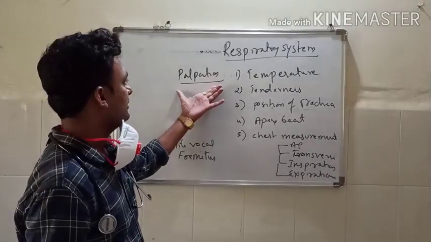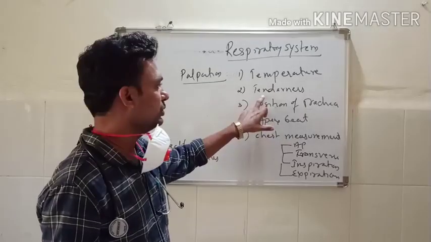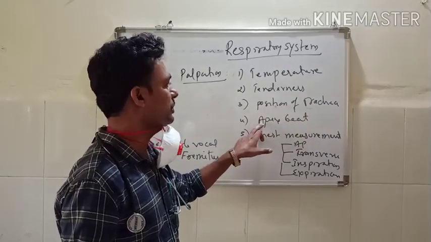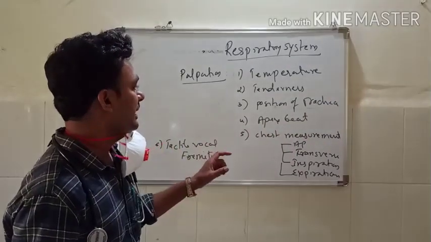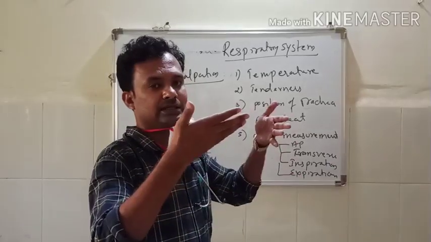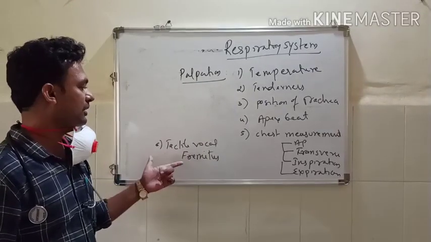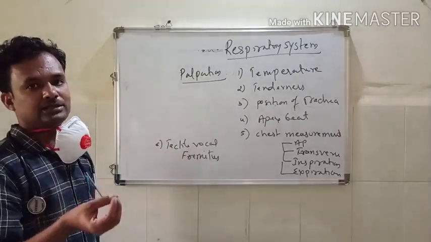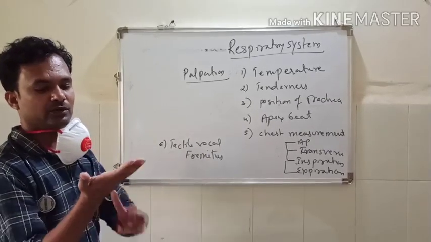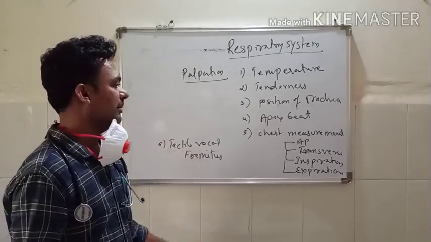Then we will go for the palpation of the chest. First look for the temperature of the chest skin. Then look for tenderness over the chest. Then you palpate for the position of the trachea. Then you palpate for the apex beat. Then you measure the chest anterior-posterior and transverse, during inspiration and during expiration. Then you elicit the tactile vocal fremitus test. You ask the person to say a number and you palpate all the areas of the chest so that you feel the vibration, whether it is equal or not. We have to compare. That is the tactile vocal fremitus test.